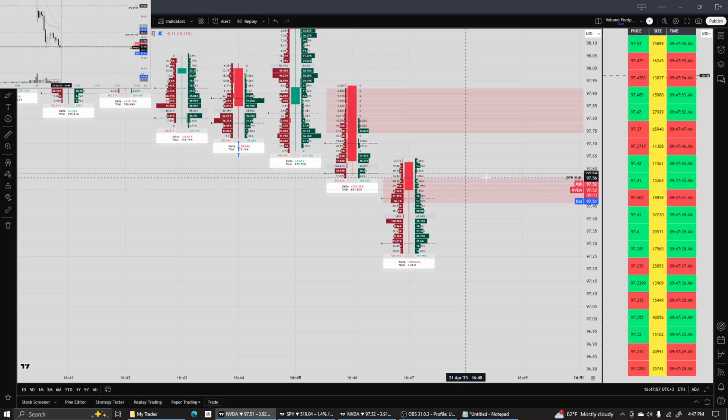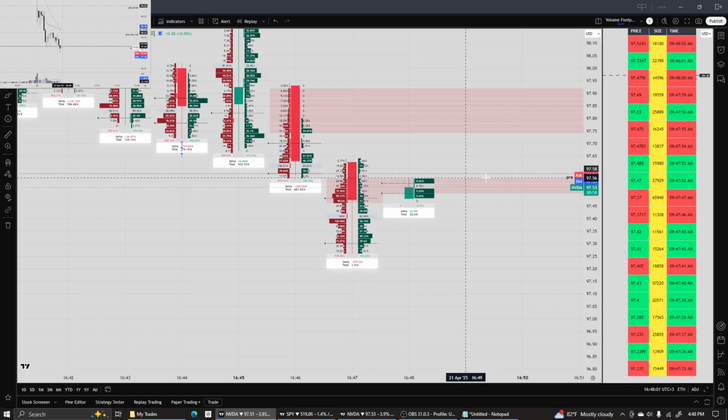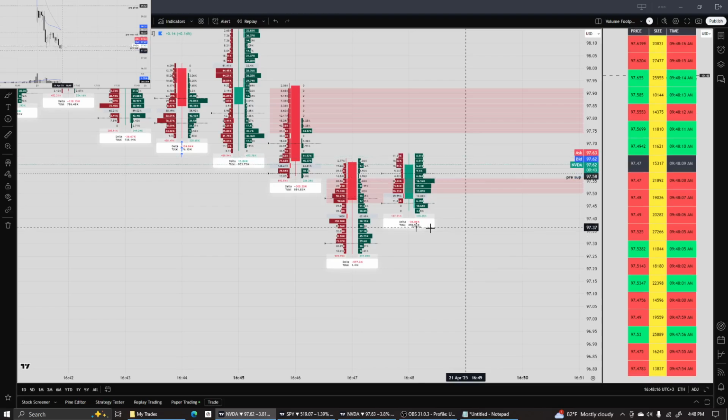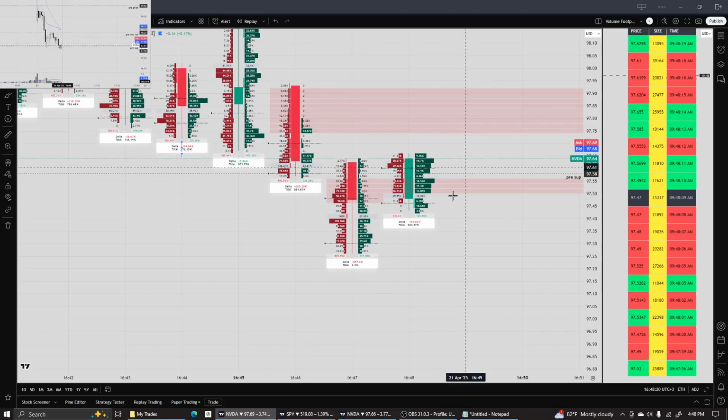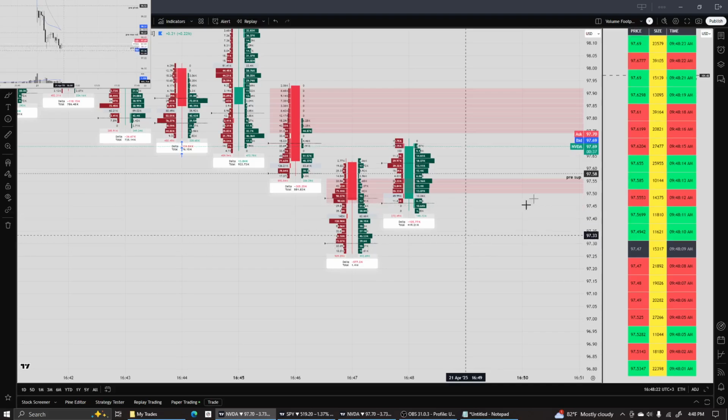Buyers might come in a little later. Buyers might not come in now. But no doubt the buyers are present. There is no doubt about that. The buyers are present and the sellers are aggressive. I do not know when they'll stop being aggressive.